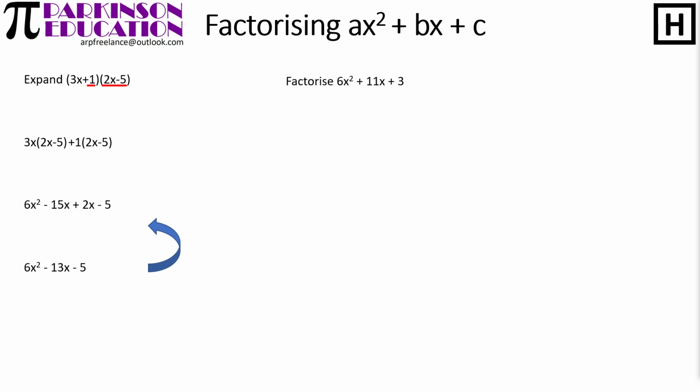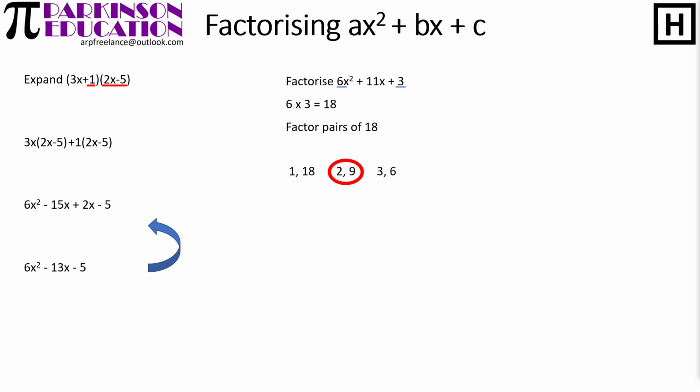Now to do that we use something called the AC method. So in our quadratic, A is 6 and C is 3. So AC, A times C, is going to give us 18. So if we look at the factor pairs of 18, there's a load of them. So we've got a few here. 1 and 18, 2 and 9, 3 and 6 would all give me 18. Now out of those three, the only one that will give me the 11x in the middle when I sum them is the 2 and 9.